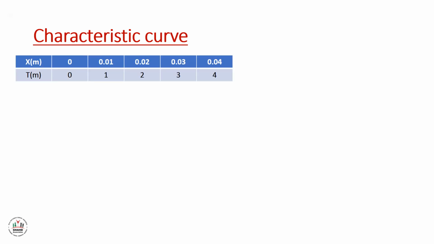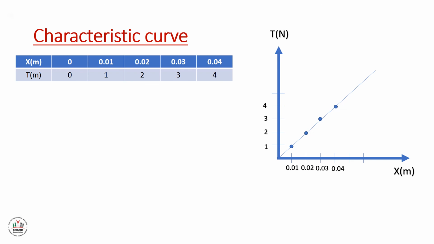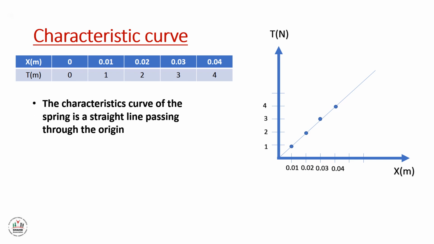Now we will move to the final point, which is the characteristic curve. This table contains the recordings of different elongations and their corresponding tension. If we plot these points, we get the characteristic curve of the tension, which is a straight line passing through the origin. The slope of the straight line is the stiffness constant.